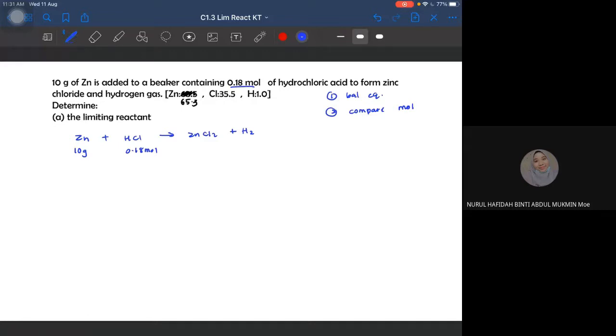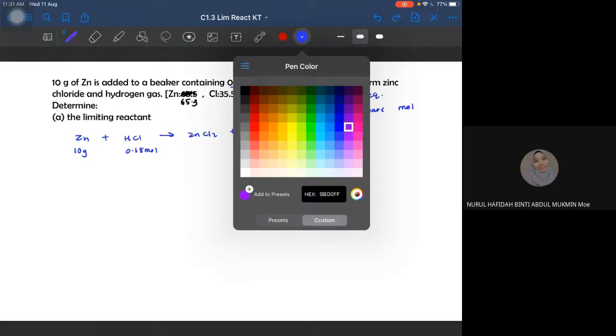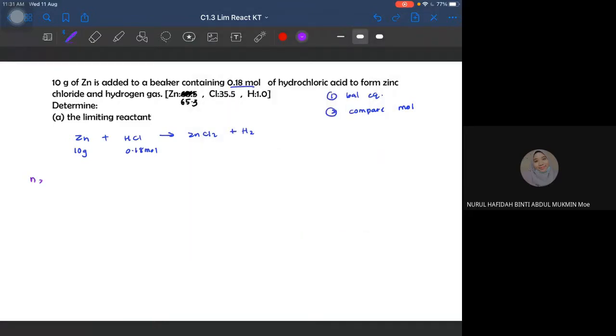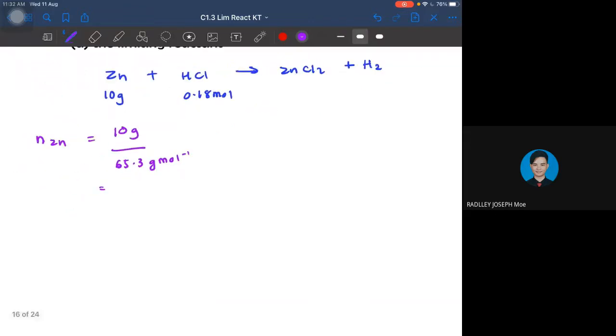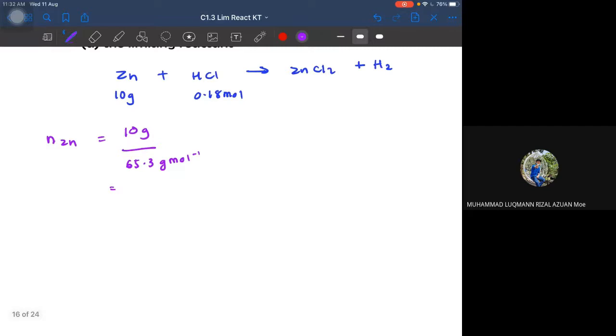So mole of zinc, mole formula, mass divided by molar mass. And the molar mass of zinc is 65.3 gram per mole. Okay, so mana nak dapat ni? Boleh juga refer to the list of elements yang Miss pernah share dalam group. Right, so kamu akan dapat mole of zinc equals to 0.153.